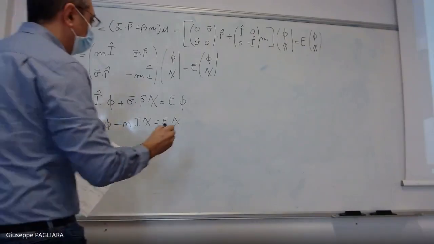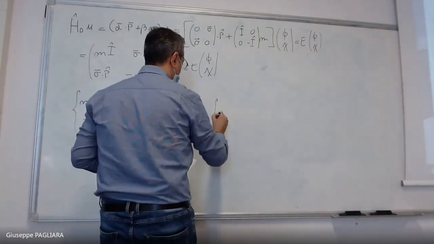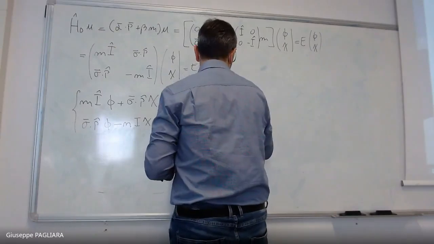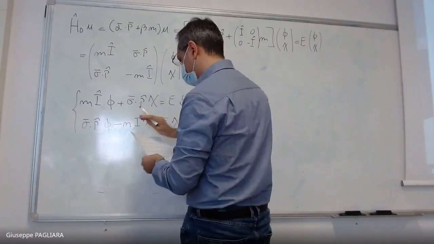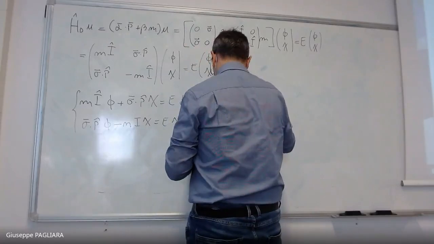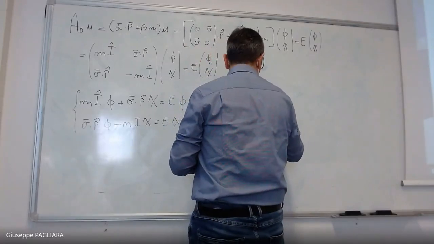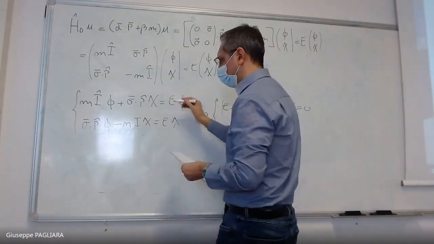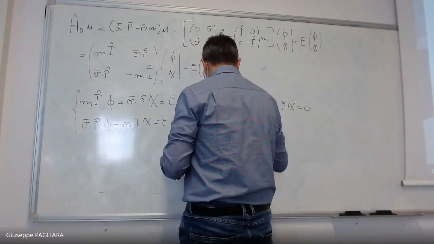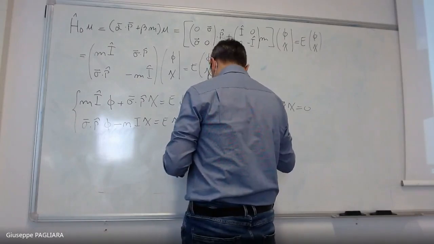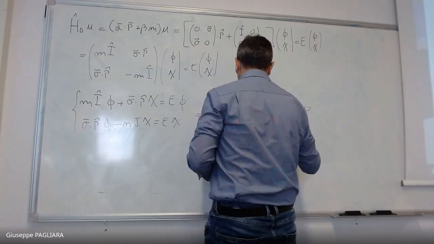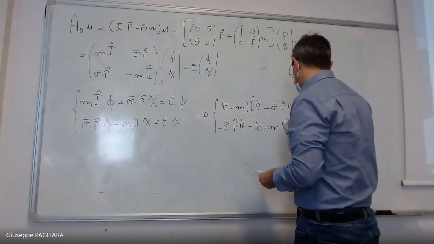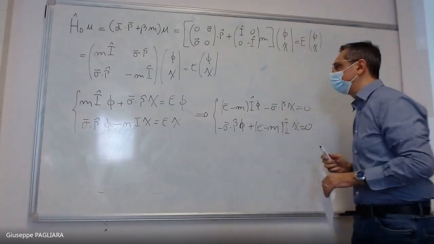And this we can write in equivalent form. Let's just put this term inside, so we collect the phi term. So this is E minus m I phi minus sigma dot p chi equal to 0 for the first equation, and minus sigma dot p phi plus E minus m I chi equal to 0.